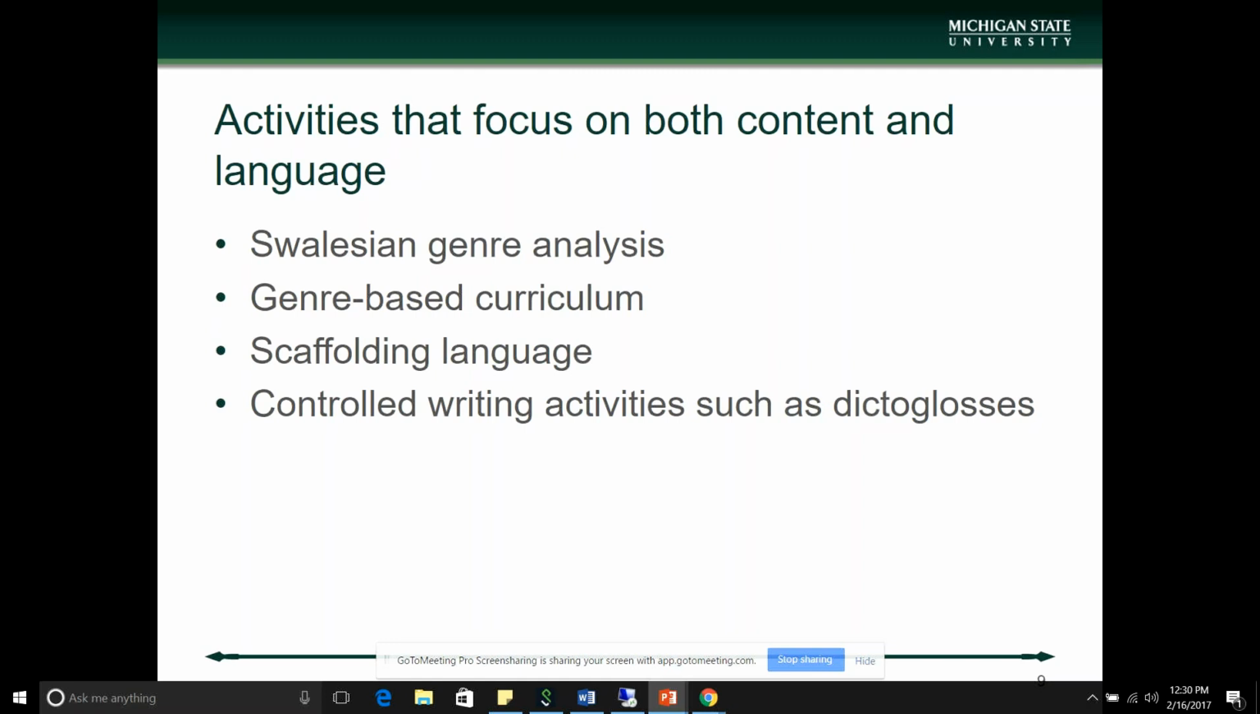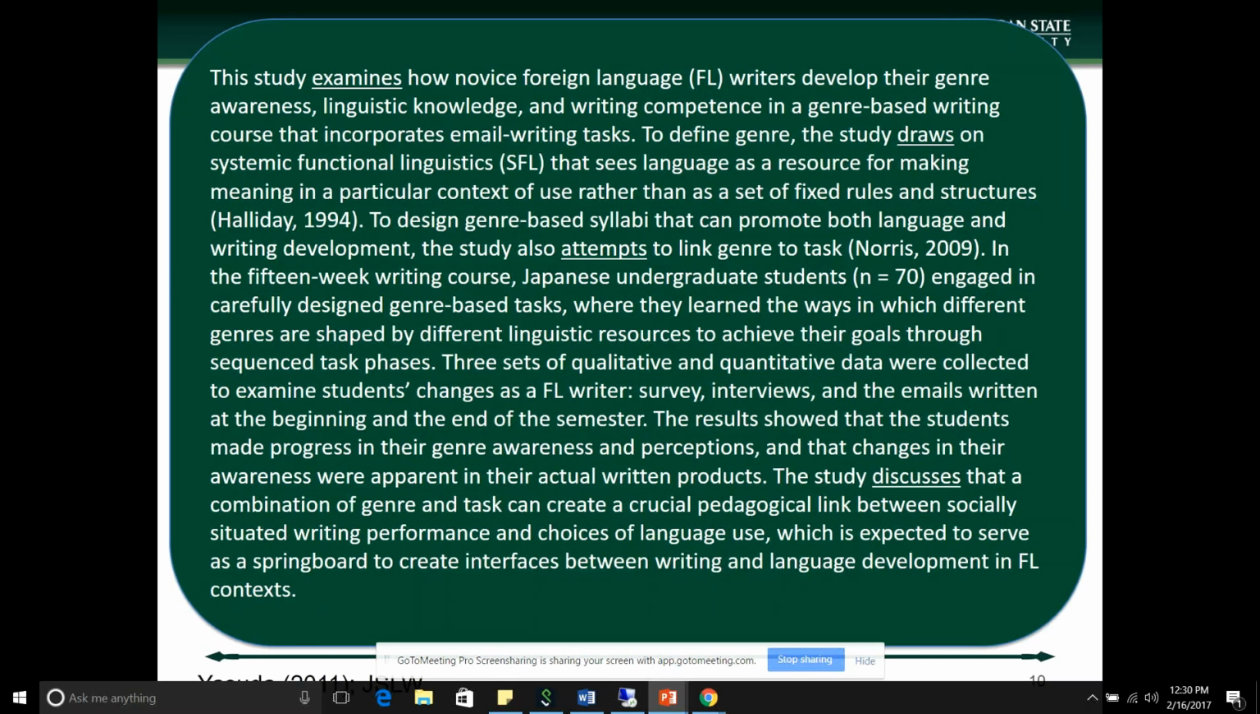So I want to start out by talking a little bit about a Swalesian genre analysis. There are different kinds of genre analyses we can do with our students. And again, I assume most people are familiar with the work of Swales. The example I have here is the abstract from a journal article. This happens to come from Yasuda's article, which I'm going to talk about in a minute. But this is an example of a journal abstract.